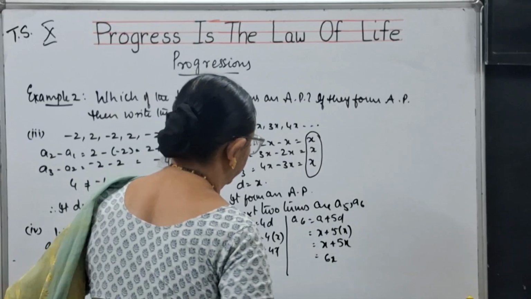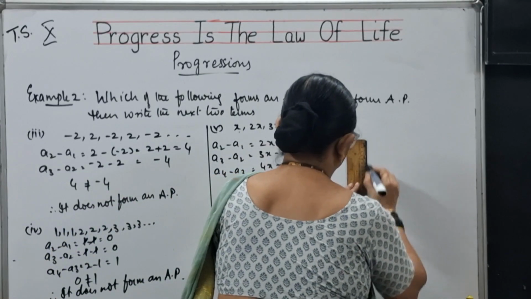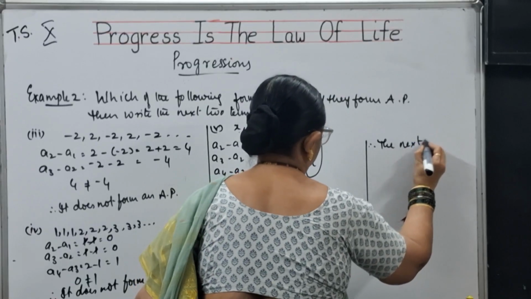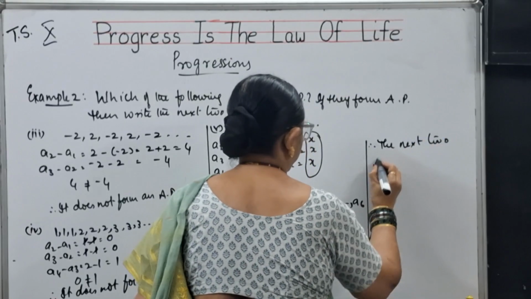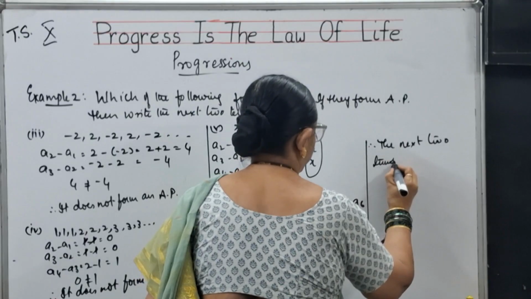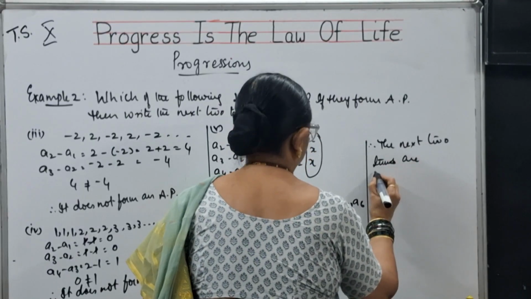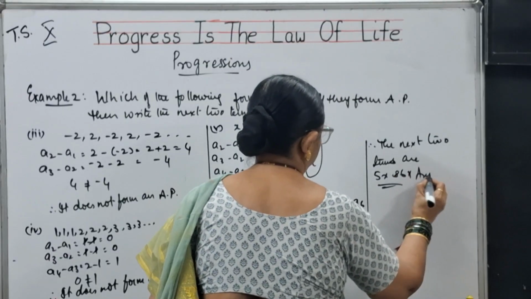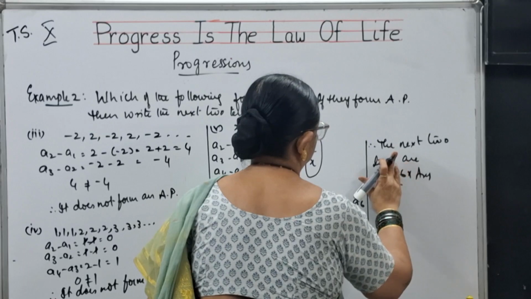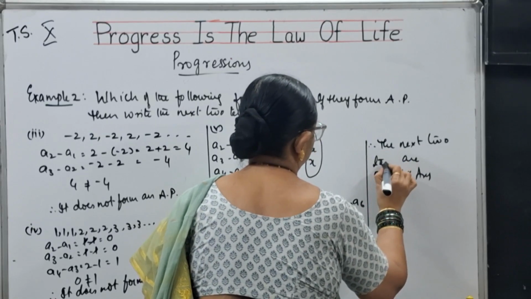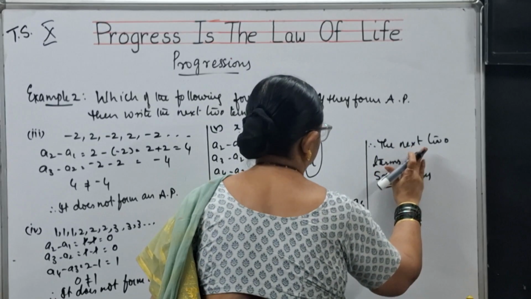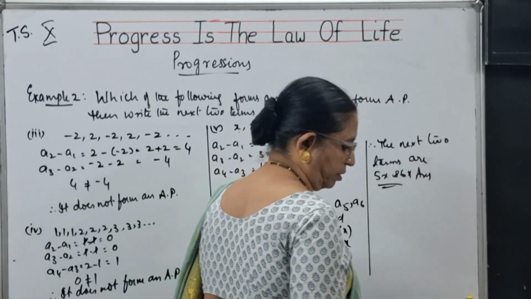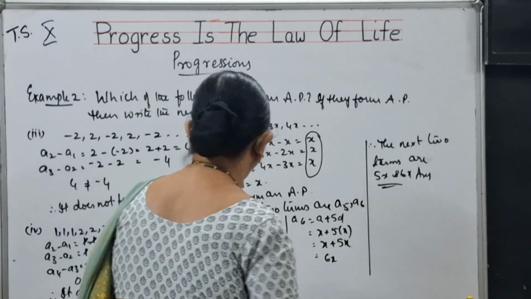So the next two terms are 5x and 6x. This is the answer, children. The next two terms are 5x and 6x. I hope I'm clear, children.